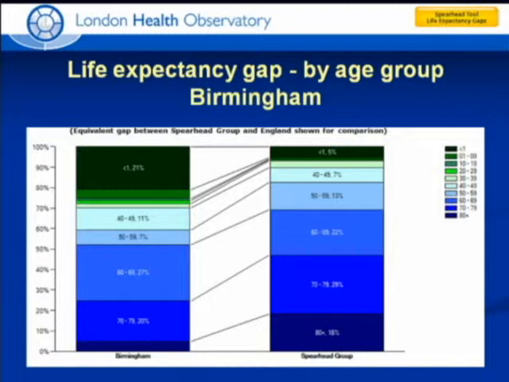So you can see this is Birmingham Local Authority. It compares Birmingham on the left-hand side with the Spearhead group on the right-hand side. And you can see there are some differences. In the under 1 population, Birmingham is contributing much more than average to the gap. So Birmingham might want to think about infant mortality by looking at these charts. And we've found from the feedback we've had on the tool, people find these charts really, really useful in helping them think about how they might want to reduce inequalities in their area.